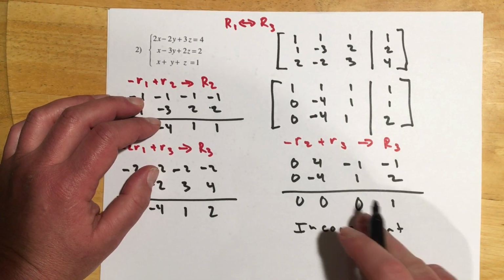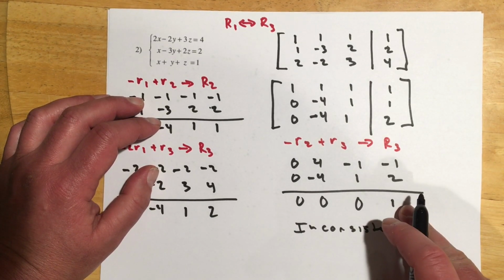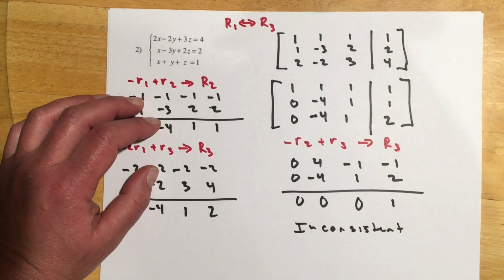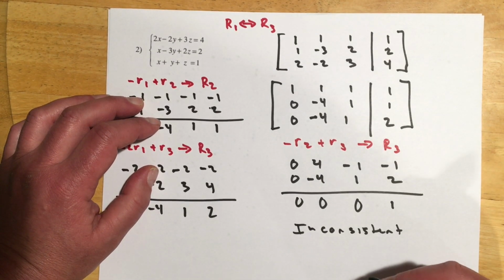Or a no solution. And so if it comes out all zeros, that would be dependent. On my test, I wouldn't do that, but again, if you have a different teacher, they might.